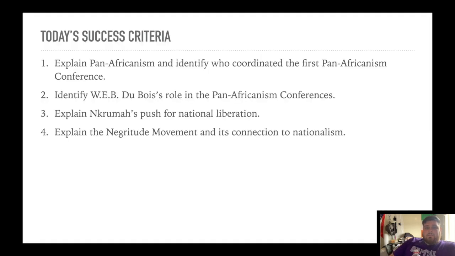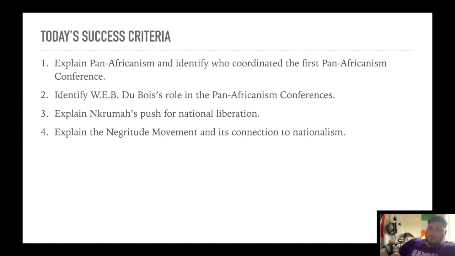So today's success criteria, we got a couple here. We got 4. Number 1, explain Pan-Africanism and identify who coordinated the first Pan-Africanism conference. 2, identify W.E.B. Du Bois's role in the Pan-Africanism conferences. 3, explain Nkrumah's push for national liberation. And then 4, explain the Negritude movement and its connection to nationalism. So a couple things here to get through today. Shouldn't take us too much time. Again, make sure you're getting your vocab done if you haven't already, and make sure you get your success criteria done once you're done watching this video.